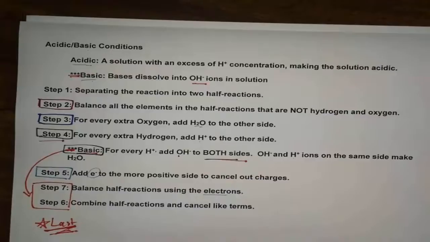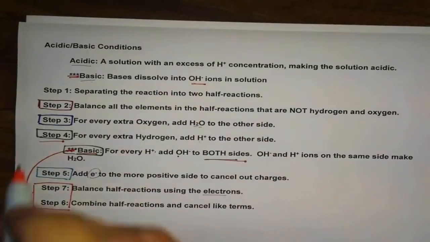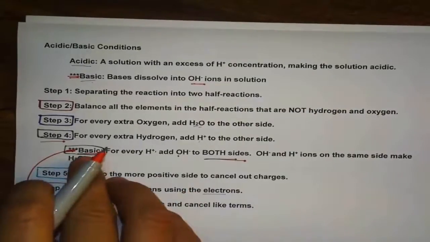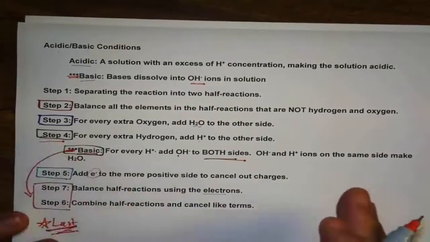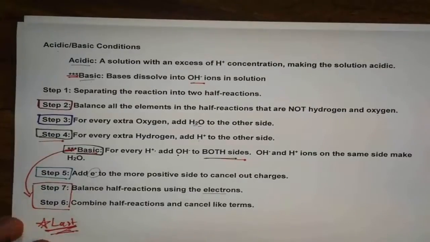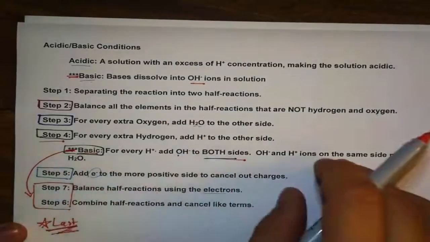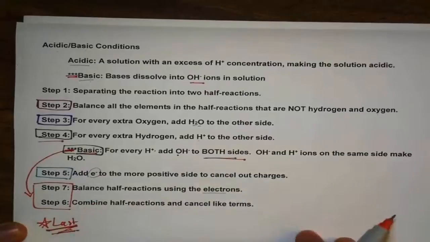The beautiful thing between the two is that they are the same, except that in a basic condition, we just need to add one extra step. And I put a 3-star there for a reason, because it can happen in step 4 when we balance the half reaction. But here's the easy part. If we take this step and make it the last step, rather than looking at it in the half reaction, we look at it last.